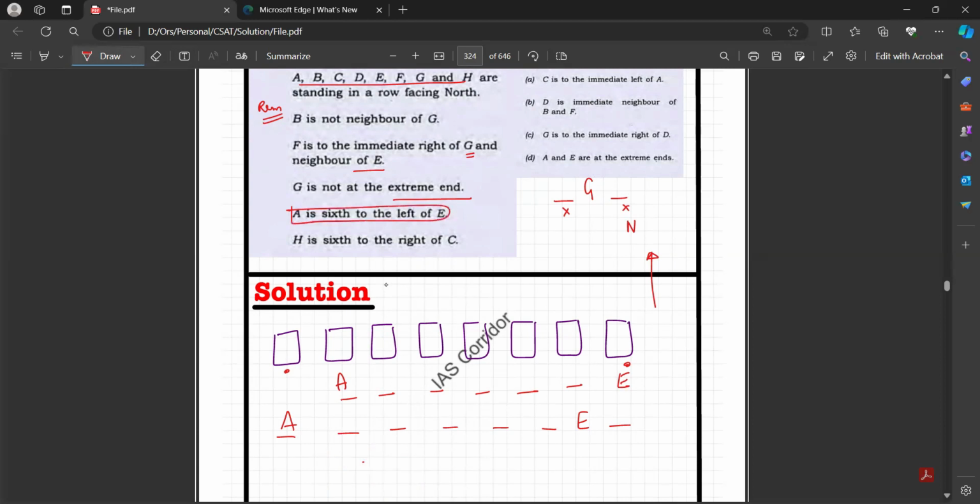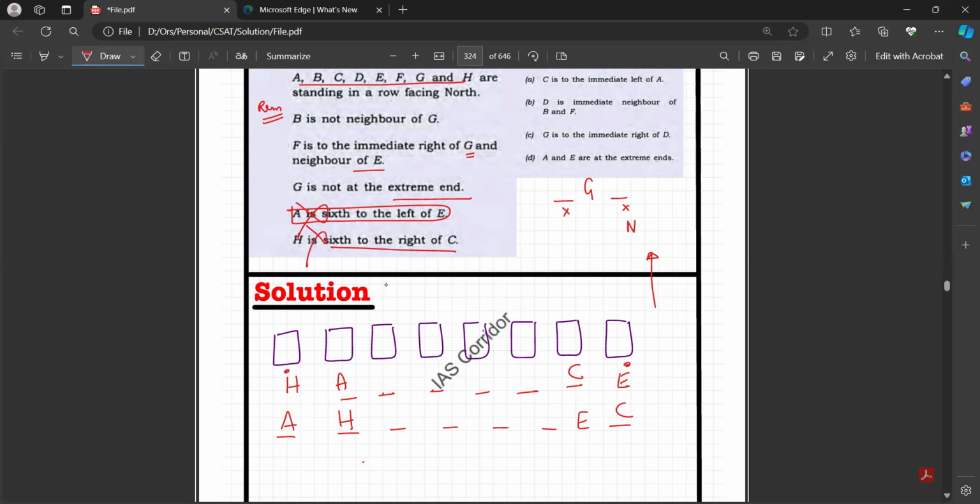A is 6 to the left of E. This is given. H is 6 to the right of C. Now here, if H is occupied, then C will come here. 1, 2, 3. Sorry. C will occupy here. Or if H comes here, then C comes here. These two cases are possible. Now we need to check which will be the correct option.